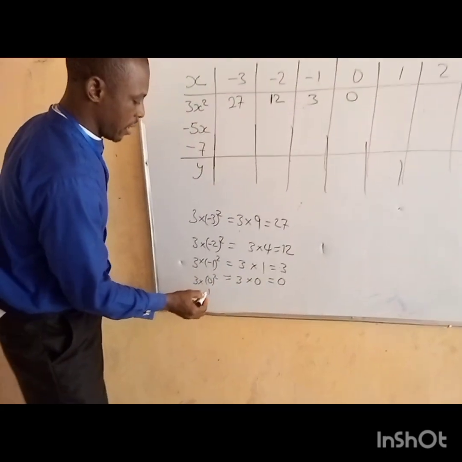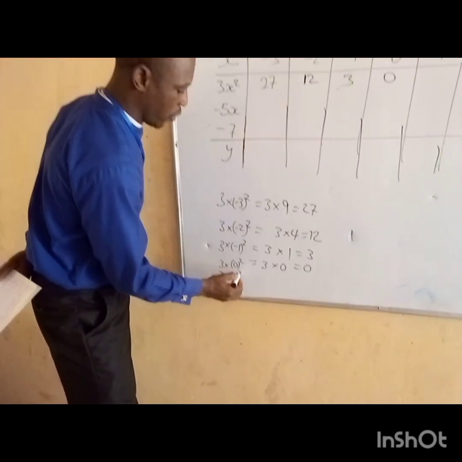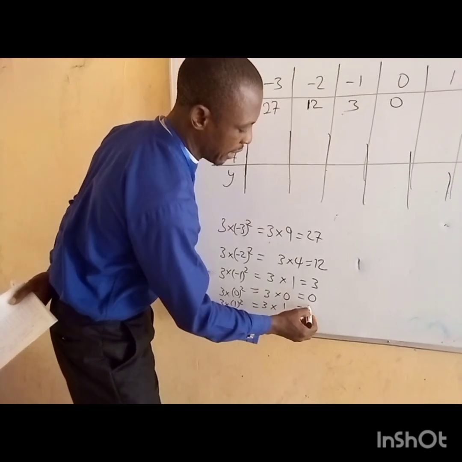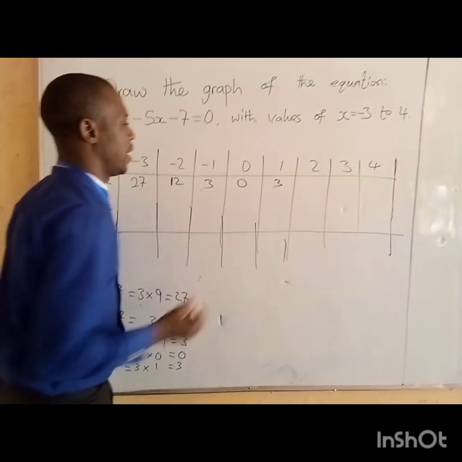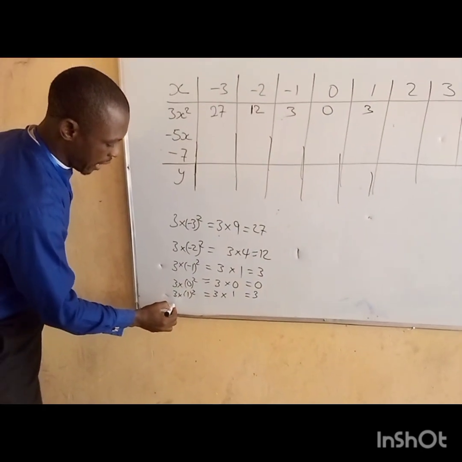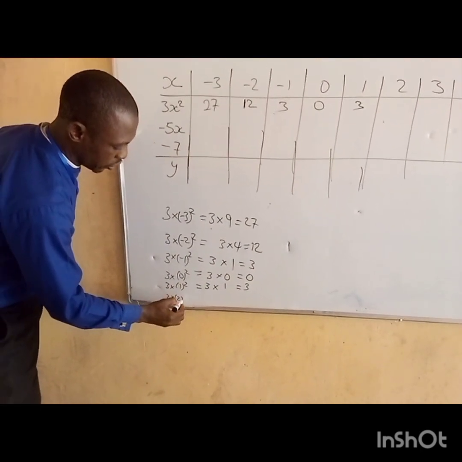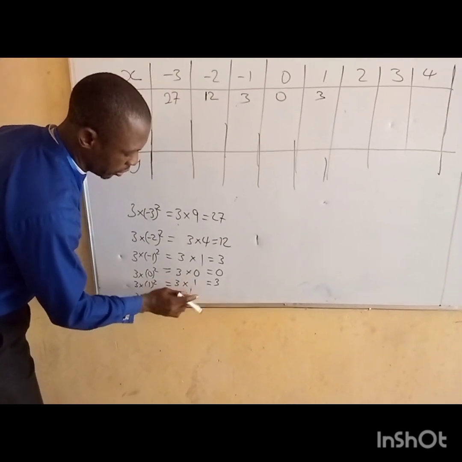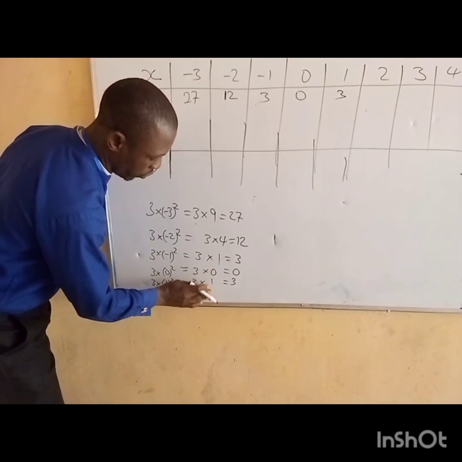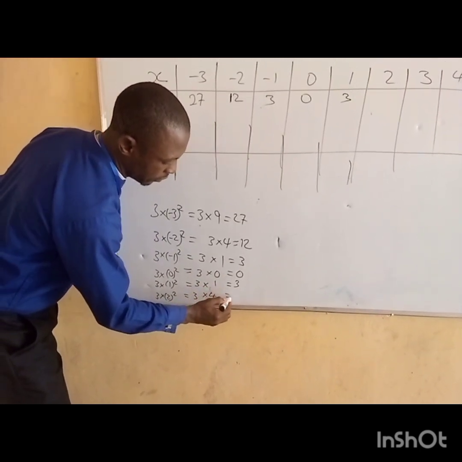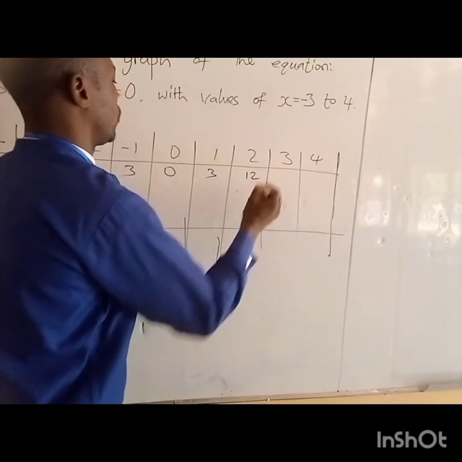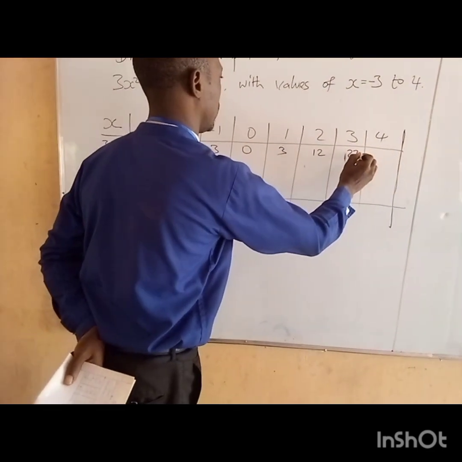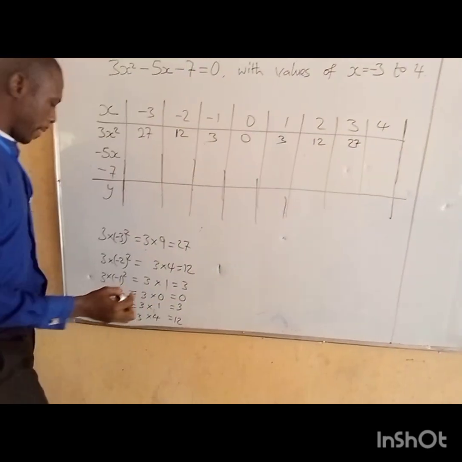When you replace x with 1, the next value, what you have there is 3. The square of 1 is 1, and 1 times 3 is 3. So we have 3 here. So you do that on and on. When x is 2, you get 4 squared... at the end of the day, your result will be 12. So I have 12, and then when it is 3, you get 27.